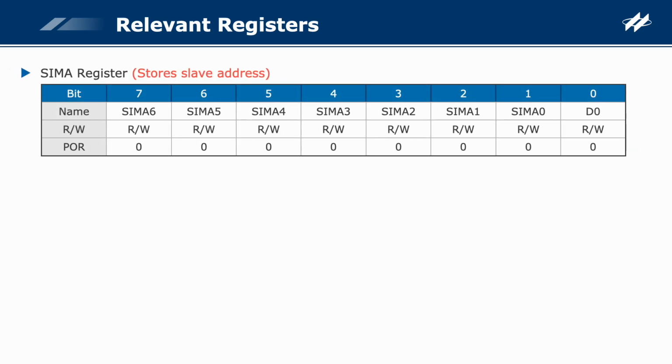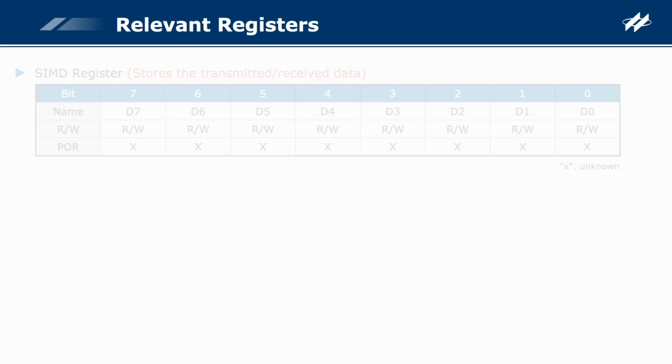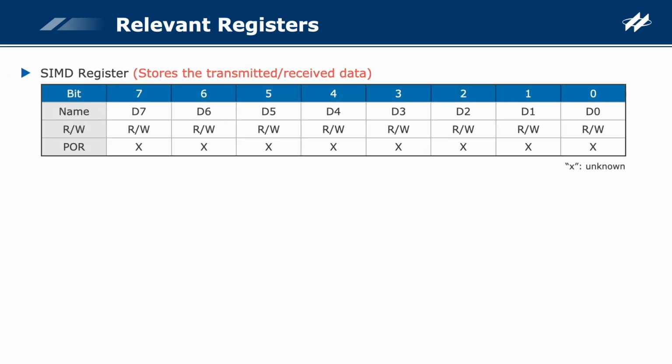The SIMA register supports read and write. Its higher 7 bits store the slave address. The lowest bit is undefined. If the address transmitted from the I²C master matches the slave address, the communication between the two devices will start. The SIMD register is used to store the transmitted or received data.